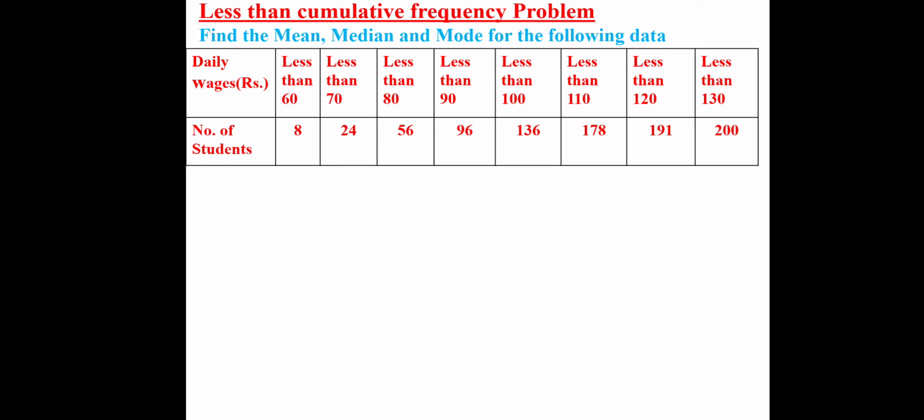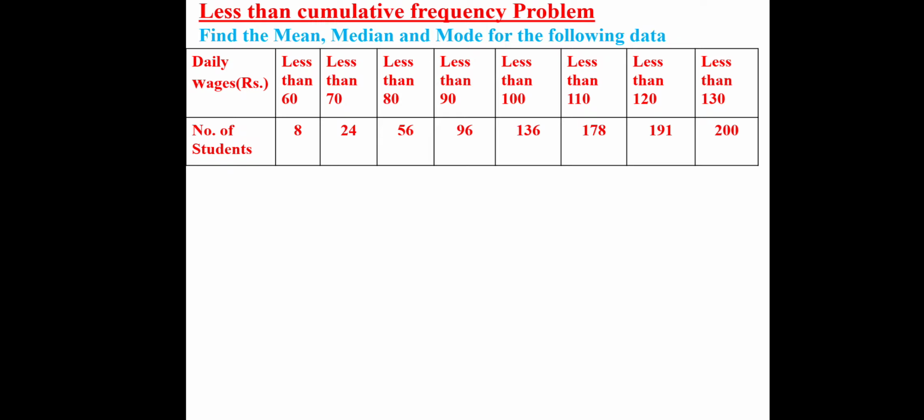Here it is given as less than 60, less than 70, less than 80, less than 90, less than 100, 110, less than 120, less than 130, like that. We need to make an interval in between. Less than 80 means 70 is also included, and less than 70 means 60 is also included. So we need to split the class intervals as 60 to 70, 70 to 80.